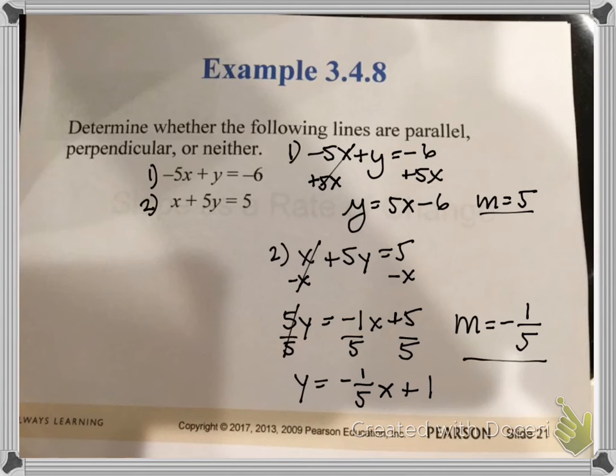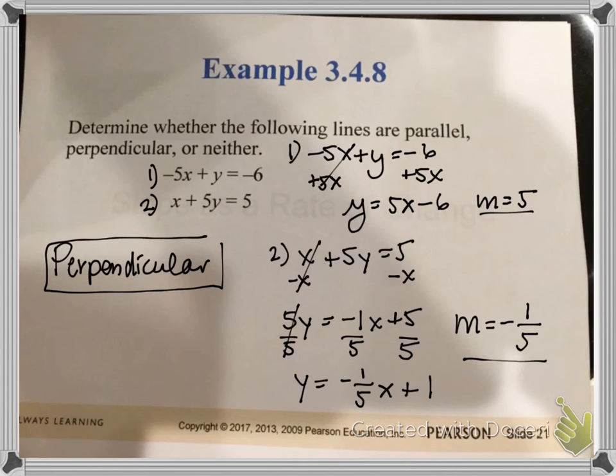Okay, to see if they are perpendicular, they have to be negative reciprocals of each other. So check, are the signs different? And the answer is yes. Are they reciprocals of each other? 5 is 5 over 1, and the reciprocal of that is 1 over 5. So since the signs are different and the values are reciprocals of each other, the answer is they are perpendicular. If the slopes were the same, the answer would have been parallel. If the slopes were not opposite reciprocals of each other, then you would say neither.